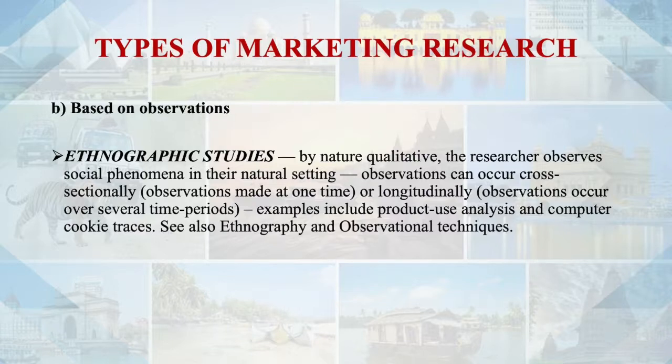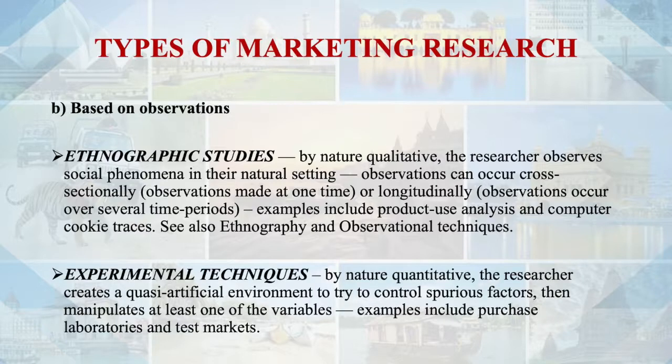Experimental techniques, unlike ethnography and observational techniques, are by nature quantitative. The researcher creates a quasi-artificial environment to try to control spurious factors, then manipulates at least one of the variables. Examples include purchase laboratories and test markets.